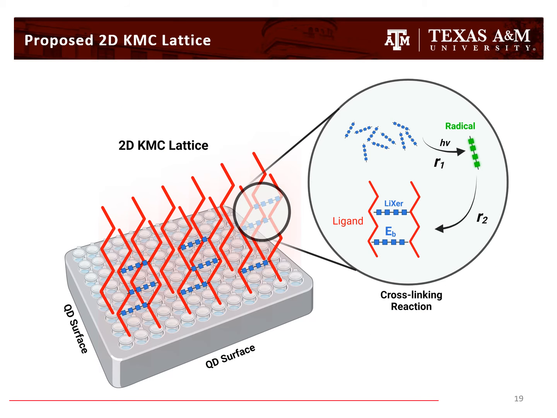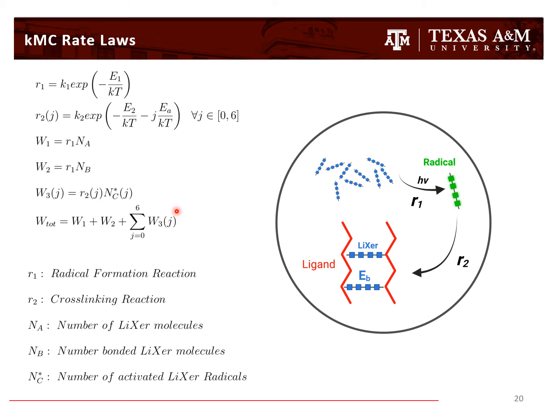So here we have a schematic of how your kinetic Monte Carlo lattice will look. You already have your quantum dot surface, you have your red ligands, and these blue cross-linkers. And what we are going to model is how, structurally and temporally, they form these bonds and cross-links to do the cross-linking reaction. I mentioned different kinetic Monte Carlo rate laws, and here is a compilation of the rate laws we have used for the radical reaction and for the cross-linking reaction in the simulation.